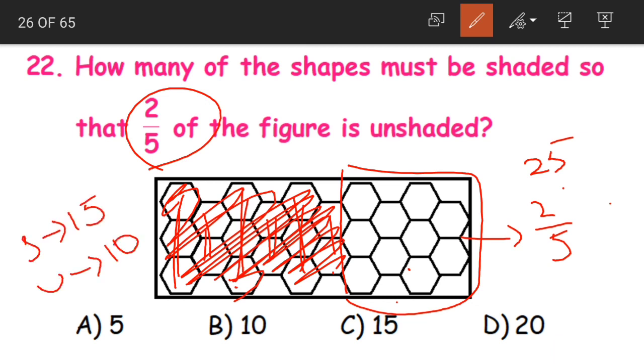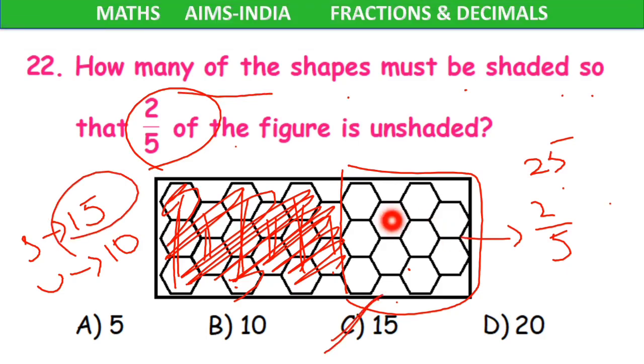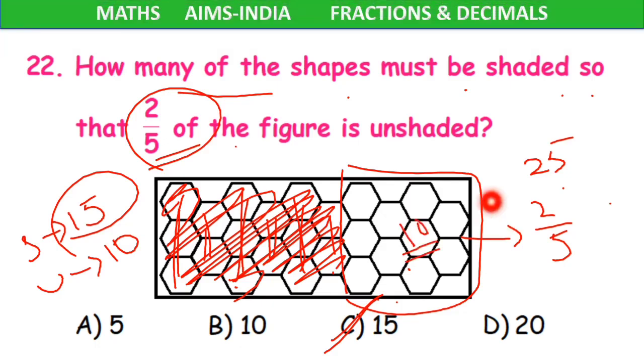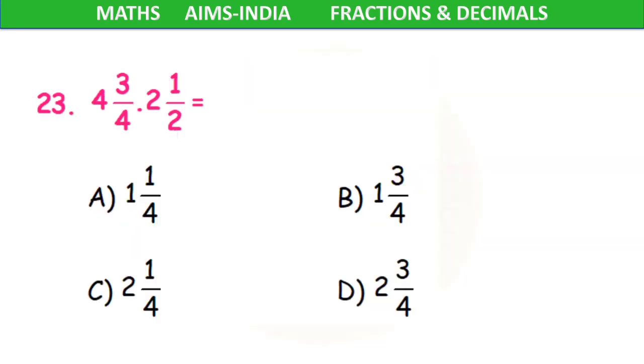Understood? So how many shapes must be shaded? 15 shapes must be shaded so that 2 by 5 of the figure, which is 10 shapes, remain unshaded. The remaining 15 are to be shaded. I hope this is clear.